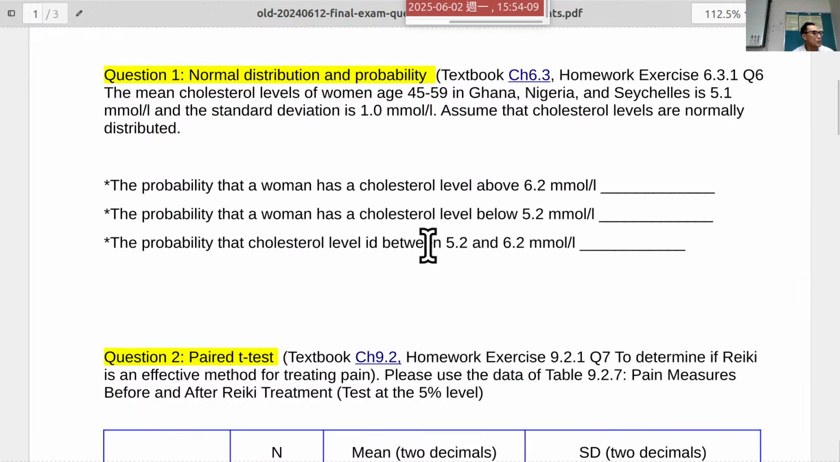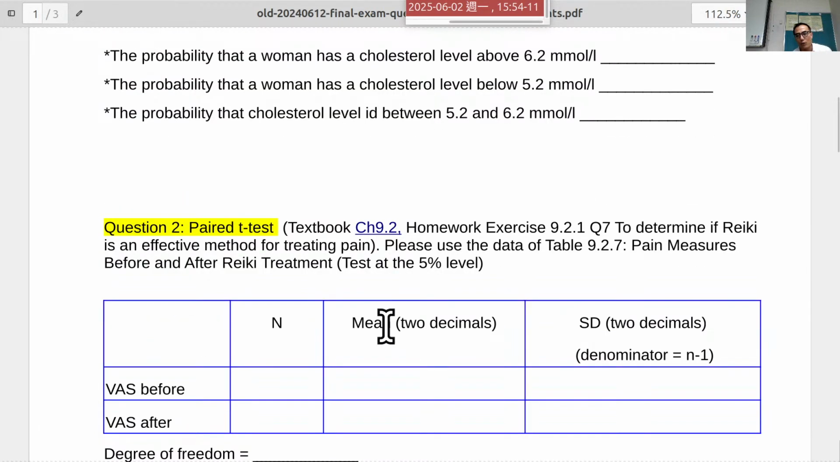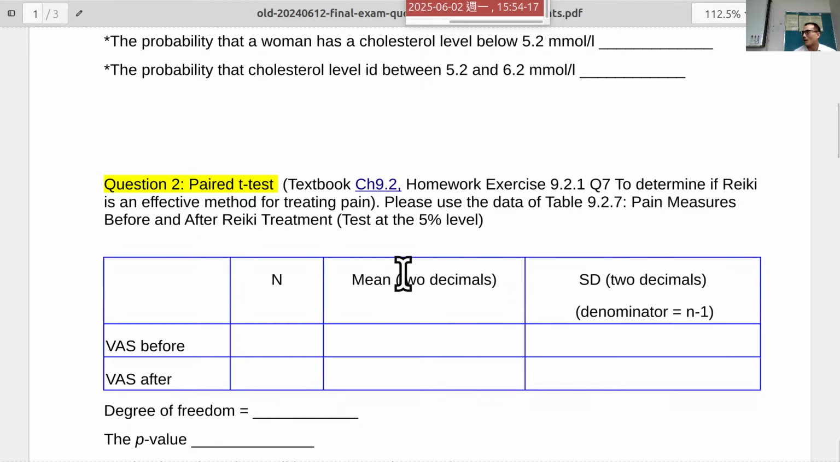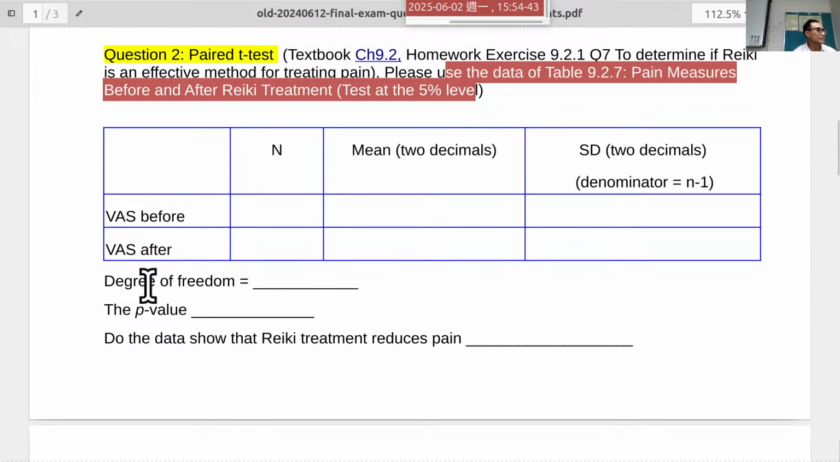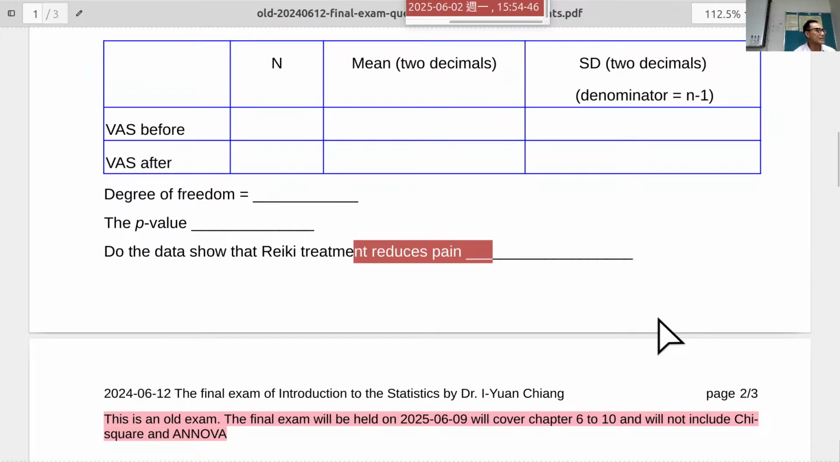About question number 2, paired test. See, I'm so kind that I gave the hint to students last year. This question is very similar to textbook chapter 9.2, homework Q7, to determine if Reiki is an effective method for treating pain. Please use the table from here. And here, degrees of freedom, and here.